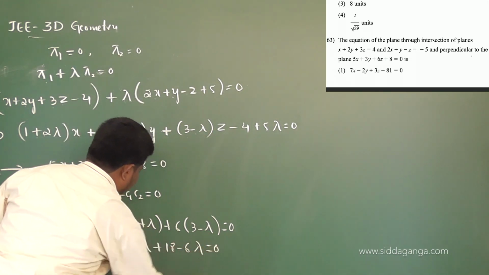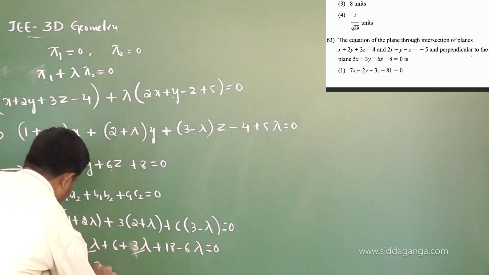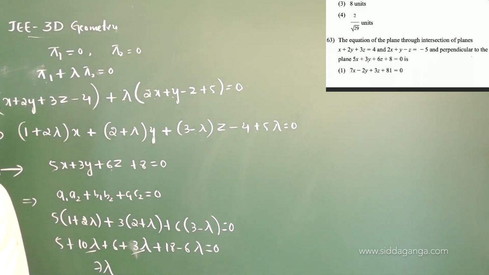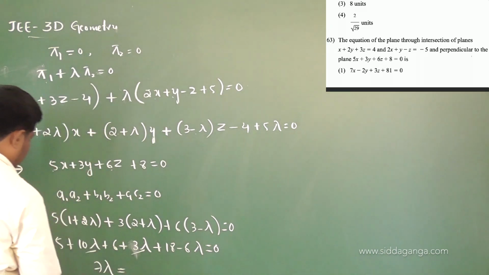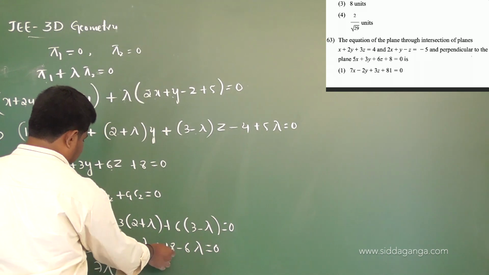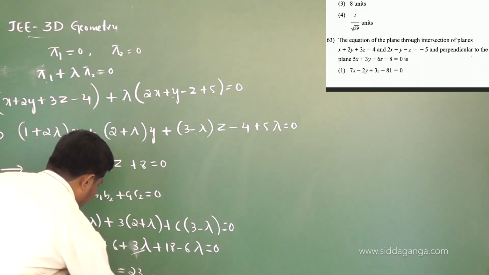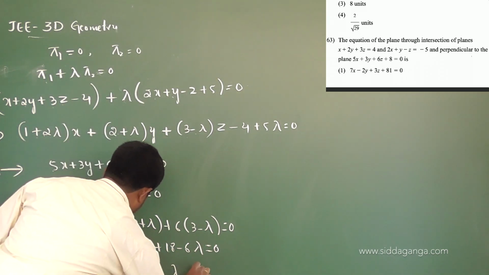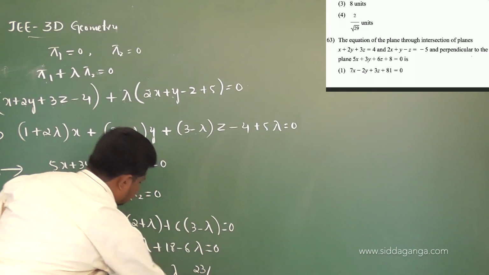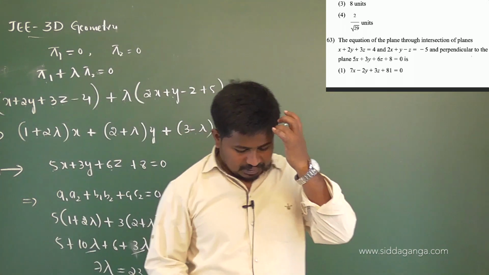So 10 lambda, 13 lambda, 7 lambda. 7 lambda is equal to 11 plus 18, 29, 29 minus 6, 23. So your lambda is 23 by 7, right? Okay. So 23 by 7 is the value of lambda.